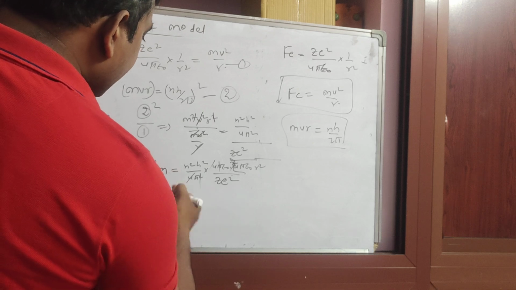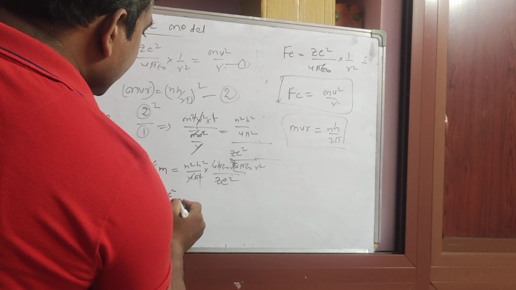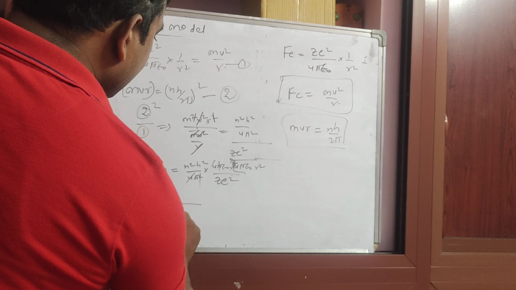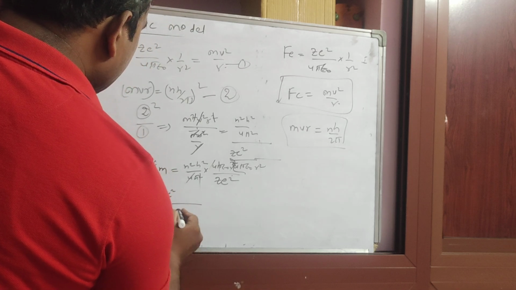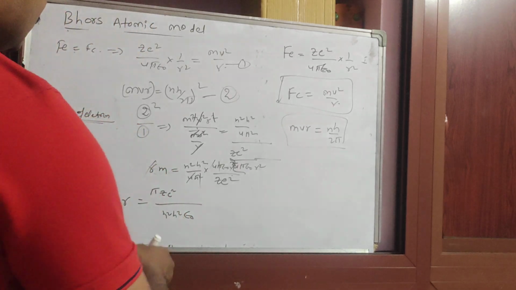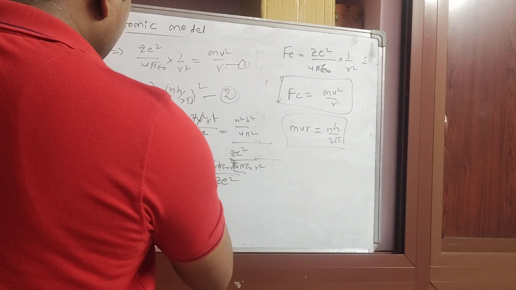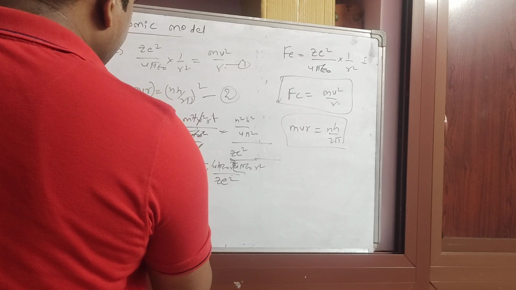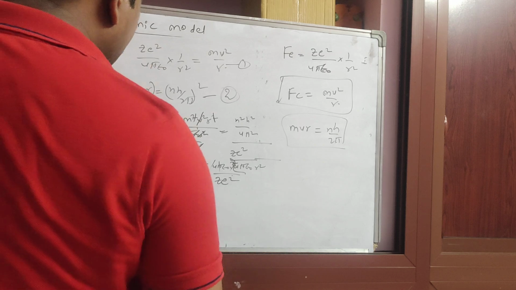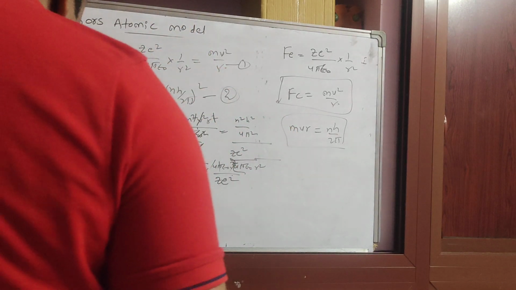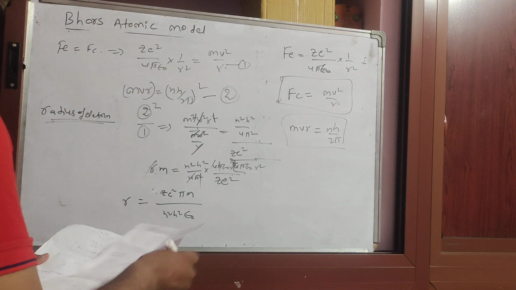Then r is equal to epsilon naught n square h square by pi m Ze square. Taking r here, it comes to m, so r is equal to epsilon naught n square h square by pi m Ze square. That is the r, the radius of the nucleus. You have to calculate it by using this. What will happen?